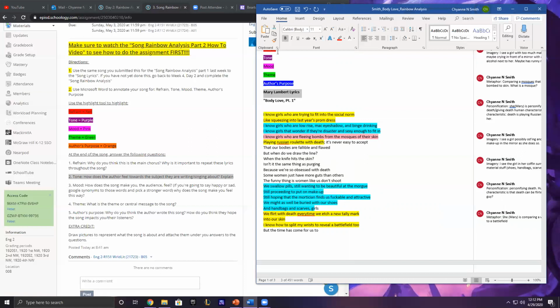Okay, so things that I think are tone are trying to fit in. I feel like that's tone. So I need to highlight that in dark purple. And then because it changes to dark, to read it I need to change the text white. So trying to fit in.